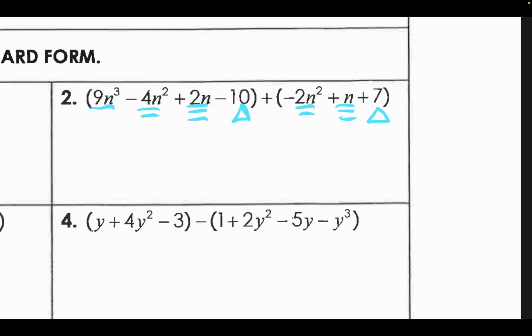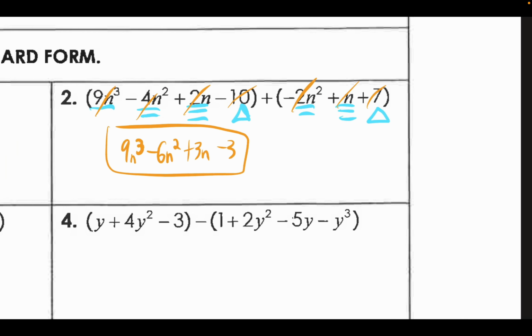As I go ahead and write this out, I have 9n to the third alone as the first term. My second term is negative 4n squared and negative 2n squared, which gives me negative 6n squared. Quick reminder that we don't change the exponents when we add and subtract the bases. Then third is 2n and n, which gives us 3n. And negative 10 and 7 is negative 3. And that's our answer.